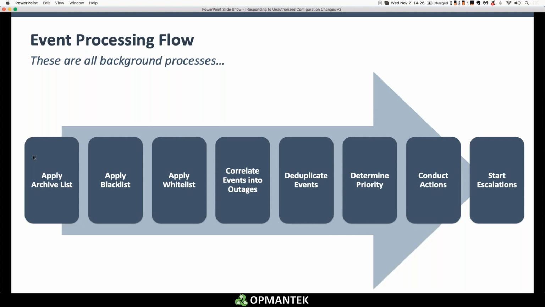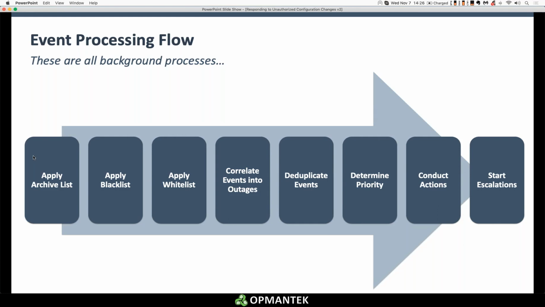Then a whitelist is applied, which says these are things that should always be dealt with all the time, and certain things that should happen with that. We then correlate events into outages. We deduplicate events. We determine the priority of the event, and that's all done programmatically.